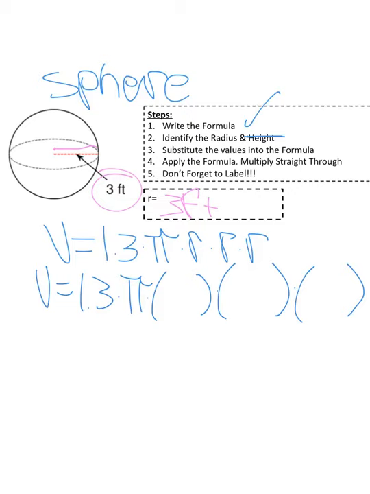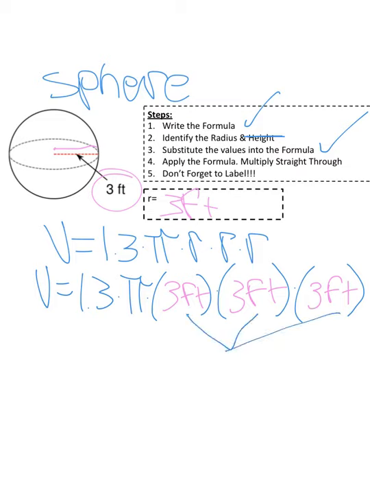And now we need to apply step 3, which is substitute the values into the formula. So I rewrote the formula, just took out the r's. So instead of an r, I'm going to put 3 feet 3 times. Okay, so step 3 is done. Everything is substituted. Now I need to apply step 4, which is multiply all the way straight through.